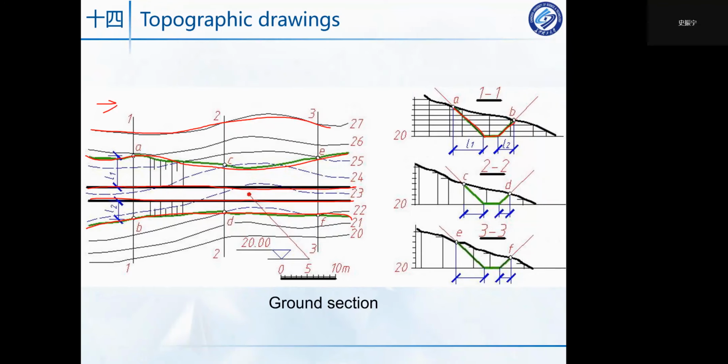So A is this direction of the slope, and usually the slope we set as 1 to 1 or 1 to 2. It depends on which kind of stone or soil is alongside the road.